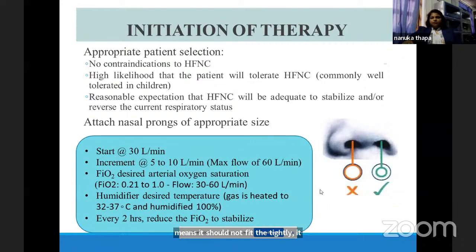Next, we start the flow at 30 liters per minute and then increment by 5 to 10 liters per minute to a maximum flow of 60 liters per minute. Once the desired FiO2 and arterial oxygen saturation is met, we stop. Now the humidification and desired temperatures are also checked. The gases are heated at 32 to 37 degrees centigrade and humidified at 100%. And after every 2 hours, we will try to reduce the FiO2 to stabilize it.